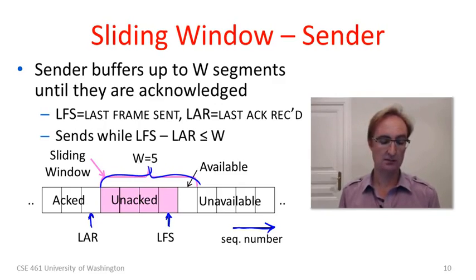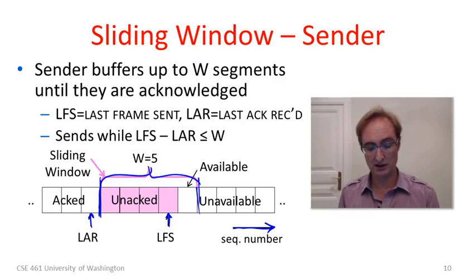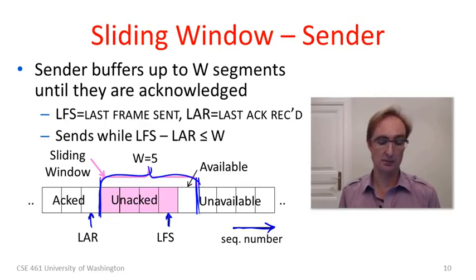All of the segments before the left side of this window, we're finished with them. They've all been sent through the network, acknowledged by the other side. We've got the acknowledgement. They're done. They're finished. And to the right side of this sliding window, there's segments that we can't yet send because our window is not big enough. Okay, so this is the sliding window.